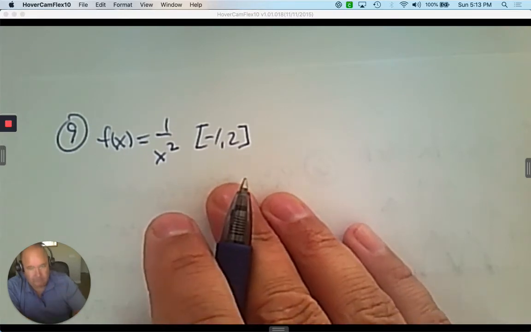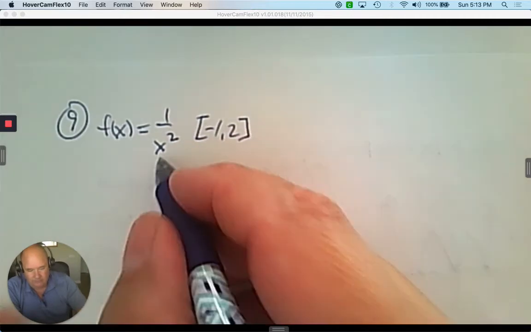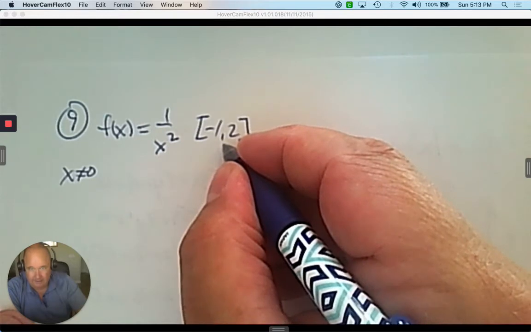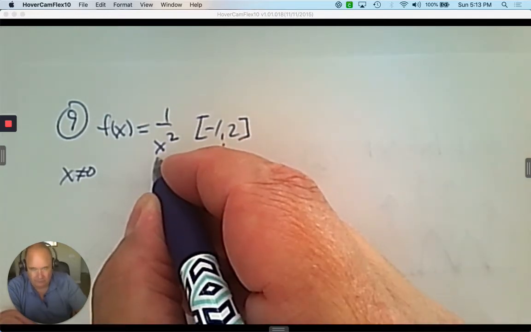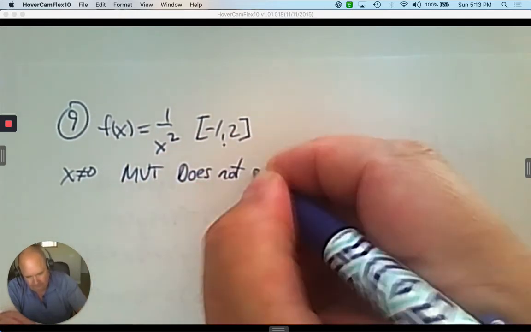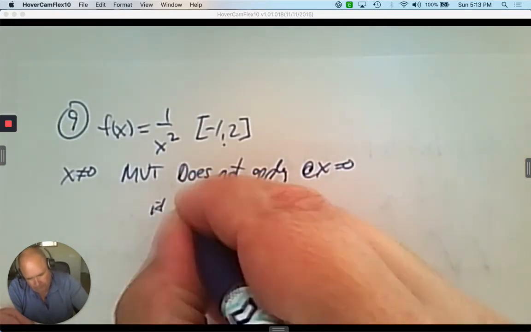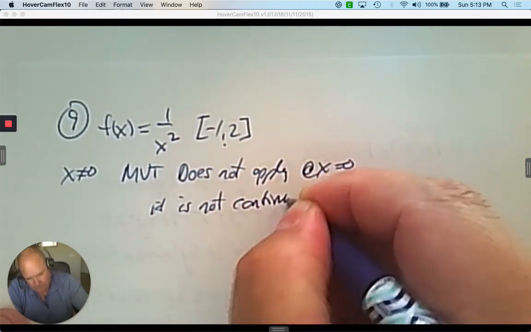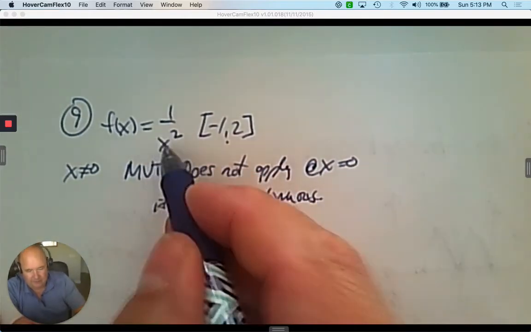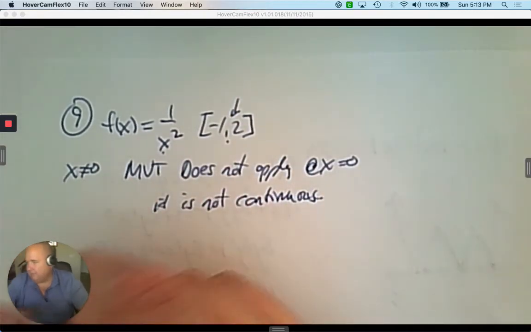This is when the I rock equals the A rock. Two conditions: is it continuous, and is it differentiable? In this situation, you can see that x can't equal 0, and that number is in my interval. So because it's not continuous at 0, the MVT does not apply. It has to do with continuity or differentiability. It's not continuous at 0, and that is in my interval, so the MVT does not apply. Number 10.